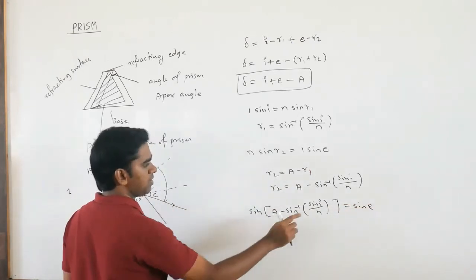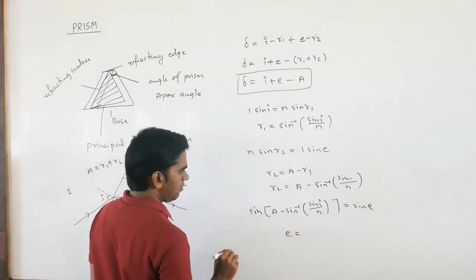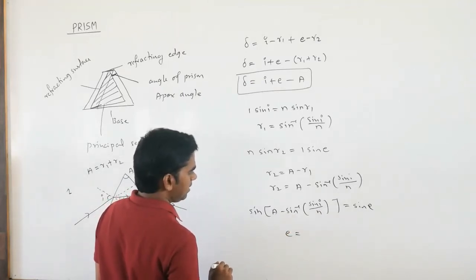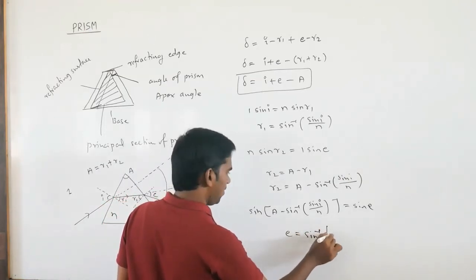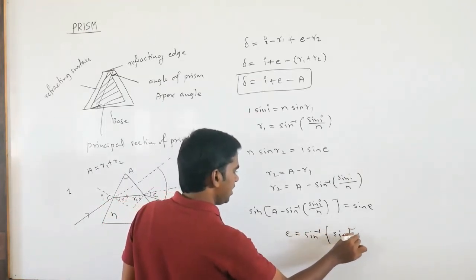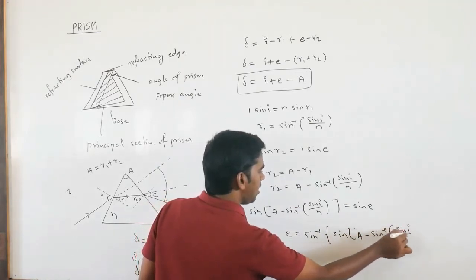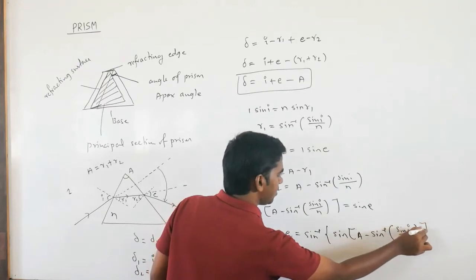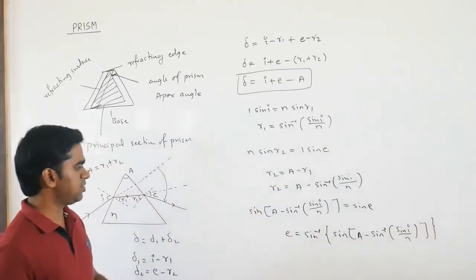What do you want? You want the angle of emergence. So the angle of emergence will become the sin inverse of sin of A minus sin inverse of sin I divided by N. Okay, so such a complicated angle of emergence you got.